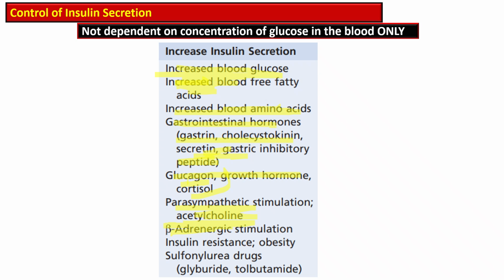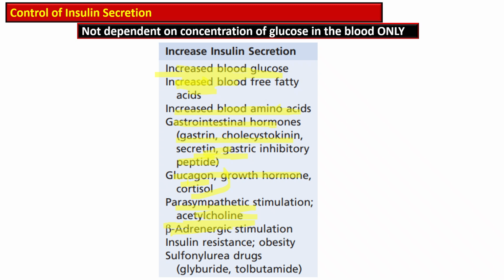Then there are inhibitory factors such as somatostatin that inhibit insulin secretion. Fasting and decreased blood glucose also reduce insulin secretion. Leptin can also suppress the insulin secretion.